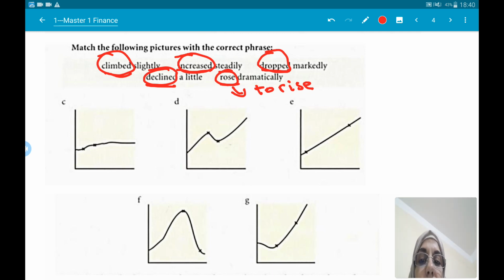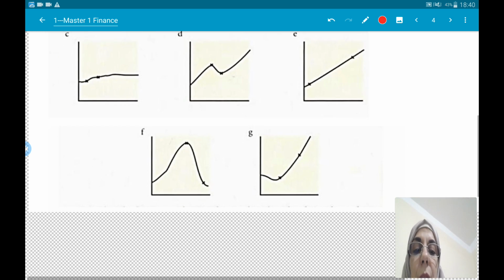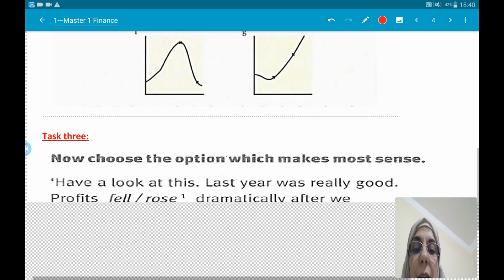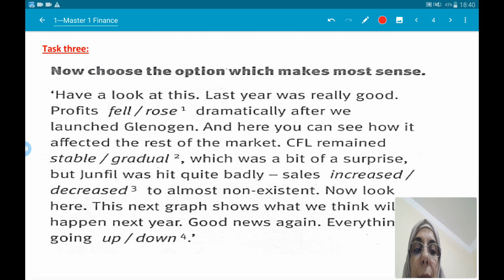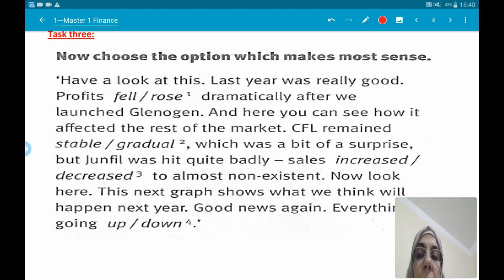Okay? Let's move to the following exercise. Task 3. In this task, you have to choose the option which makes the most sense. It's a speech said by someone. Have a look at this. Last year was really good. Look at the use of the past simple tense. Last year was really good.